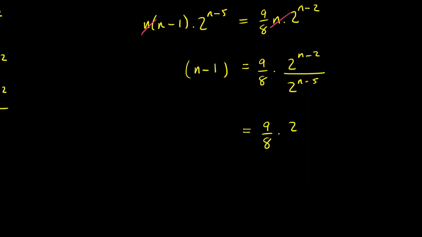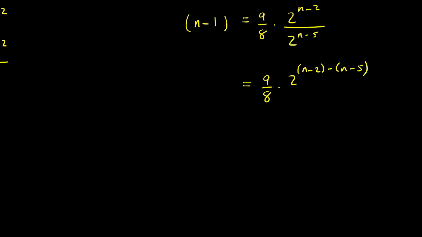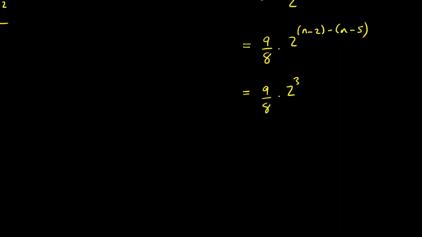I'm going to get 2 to the power of (n − 2) − (n − 5). I'm going to do this nice and slow just to make sure that we're not making any mistakes. The classic error here is people forget this is minus minus, with the bracket. So we've got 9 upon 8 times 2 to the power of n minus n is 0. Negative 2 minus minus 5 is positive 3. So we've got 2 to the power 3 there. And 2 to the power 3 is the same thing as 8, isn't it?